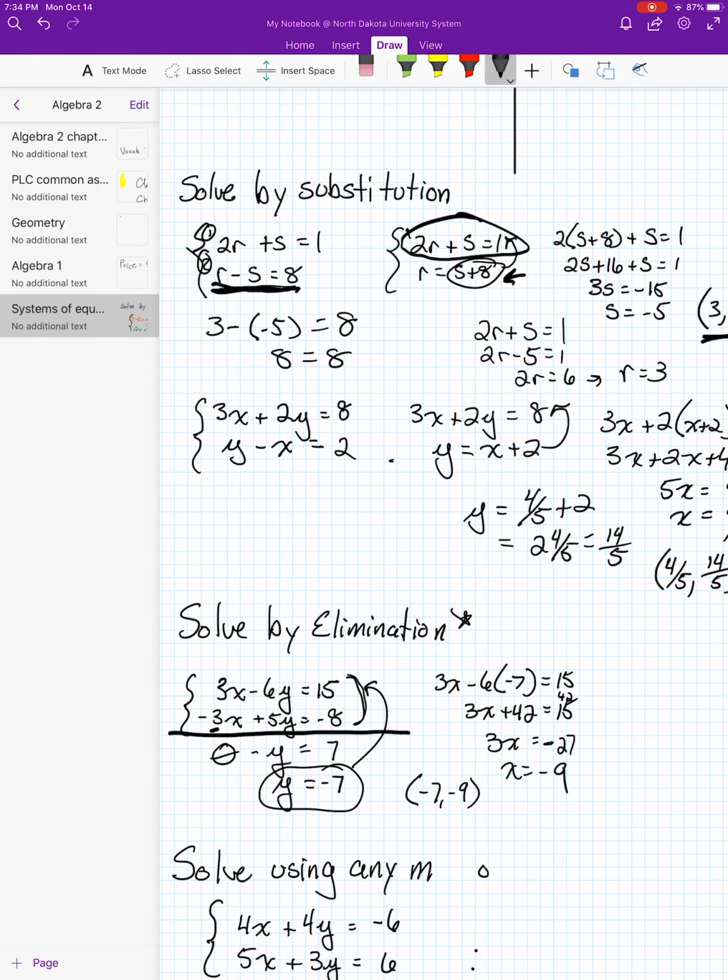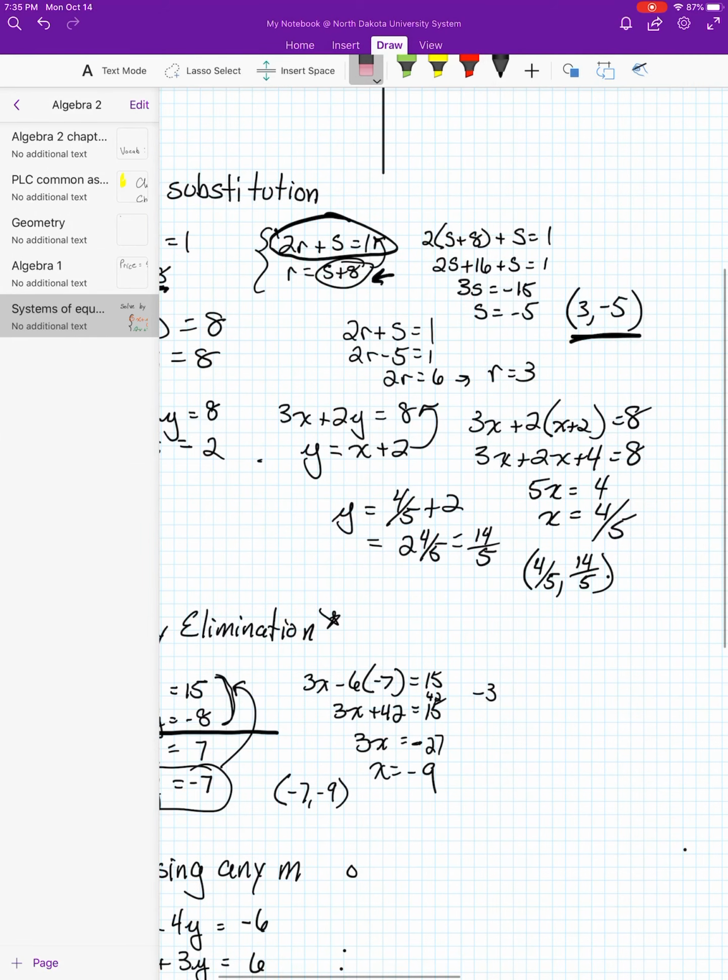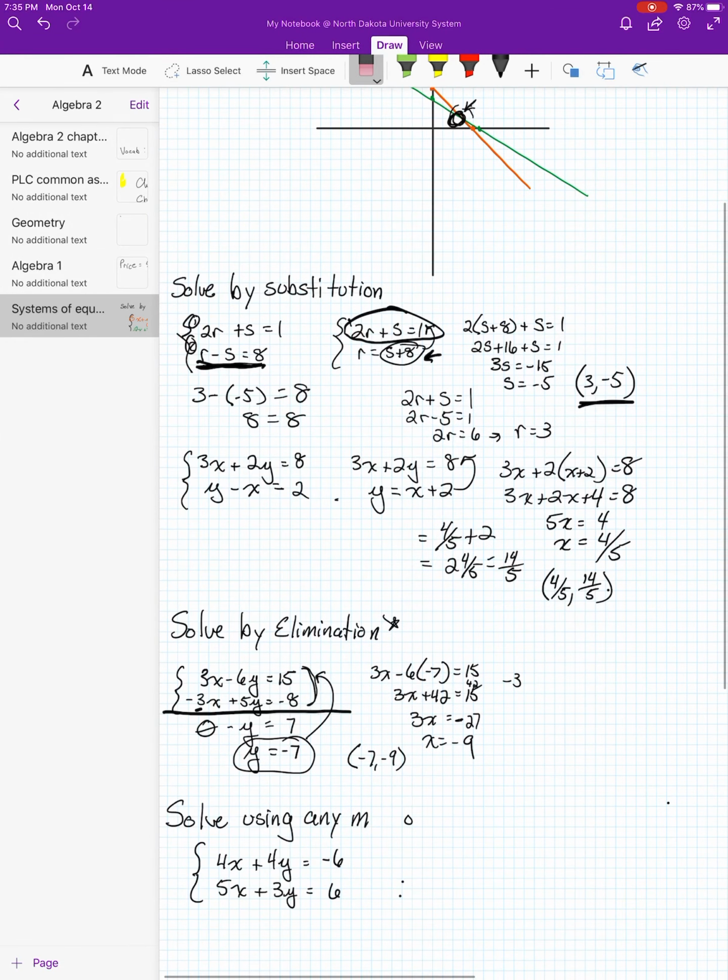We have to check. Let's use the equation I didn't use to find x, which would be the second equation. -3x: negative 3 times -9 plus 5 times -7 equals -8. Plus 27 minus 35 equals -8, and that checks out.